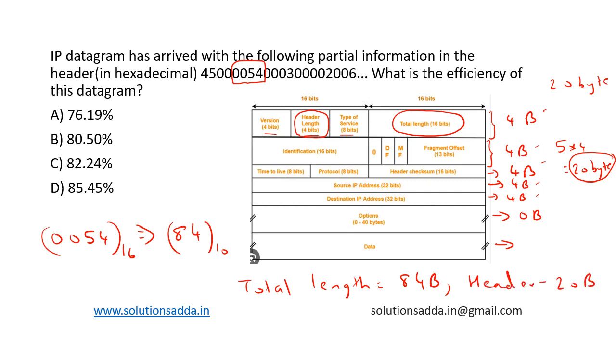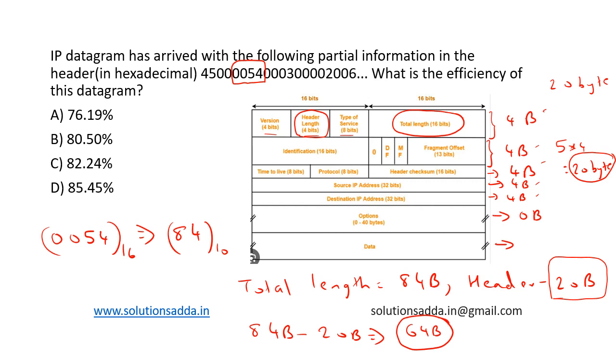Now, we are asked to find out the efficiency. So this header is actually not a part of the data. So this can be discarded. So ideally the total payload that is important is the data part. So from total length 84 bytes, we have to subtract 20 bytes to get the useful data, that is 64 bytes. This is the useful data.